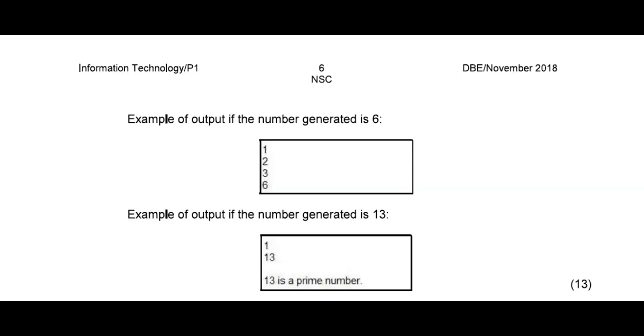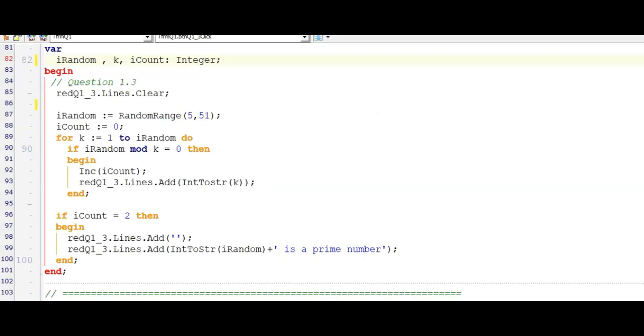Just before we go to the memo, I want you to take note of the output. Can you see that the output is at the top of the rich edit every time this button is clicked? So that means you need a .clear before your output. There are many ways to solve this question. Just make sure that you are using first principles when coding this question.